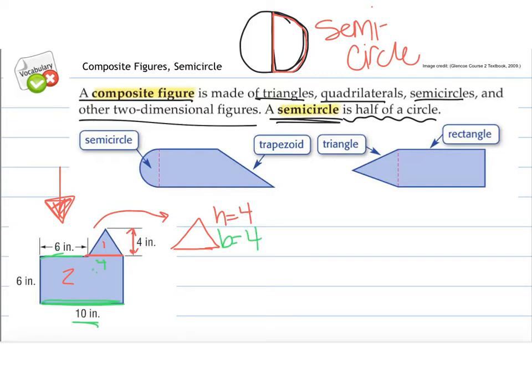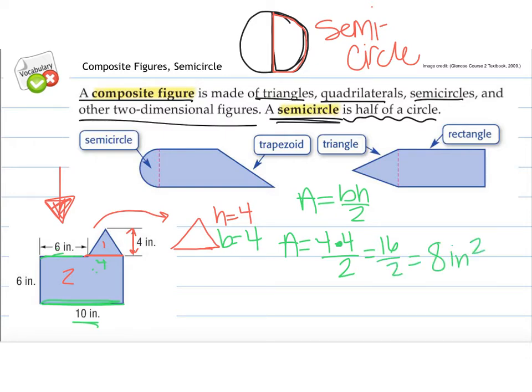Remember that the area of a triangle is base times height divided by 2. We have a base and a height, so now we can find the area. The area of the triangle is 4 times 4 divided by 2, which is 16 divided by 2, which is 8 inches squared. So that's the area of my triangle.